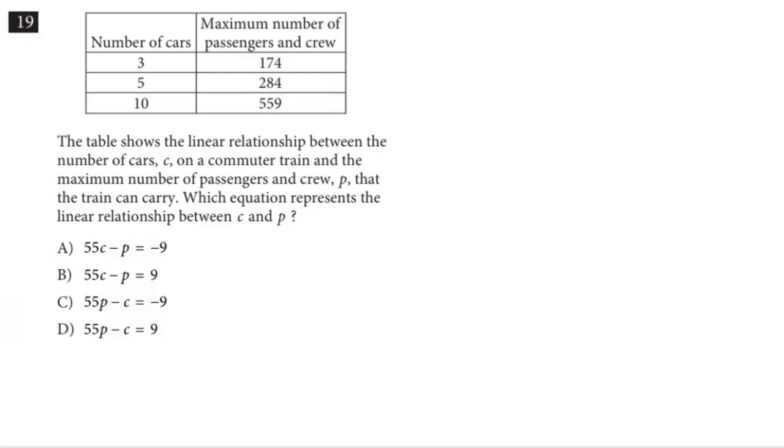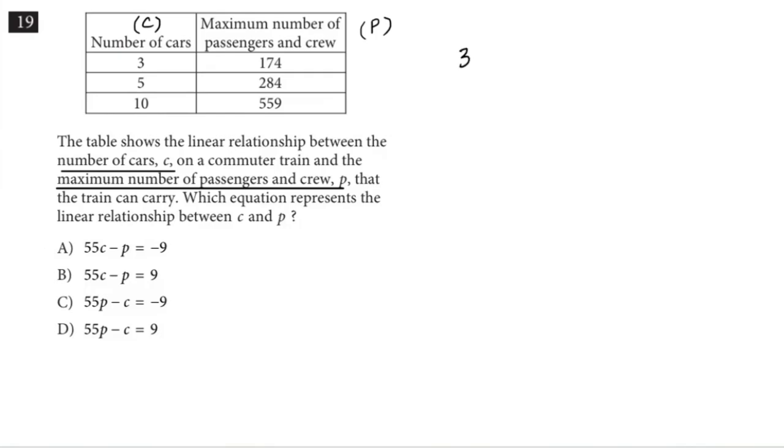Question 19. The table shows the linear relationship between the number of cars, C, on a commuter train, and the maximum number of passengers and crew, P, that the train can carry. Which equation represents the linear relationship between C and P? The options are pretty close to each other, they look a lot like each other. So there's 55 and C and P, and it's hard to guess straight away.